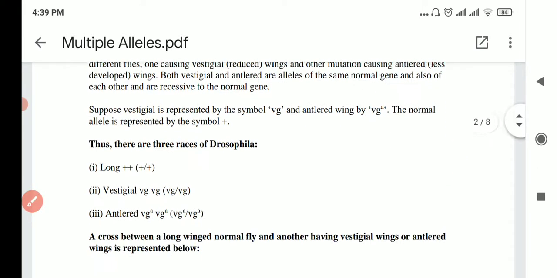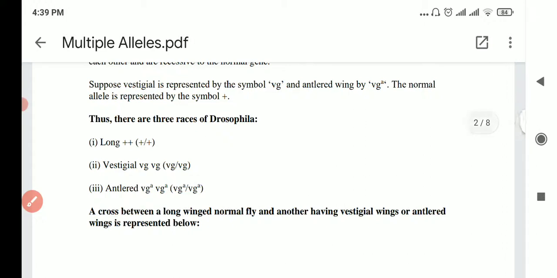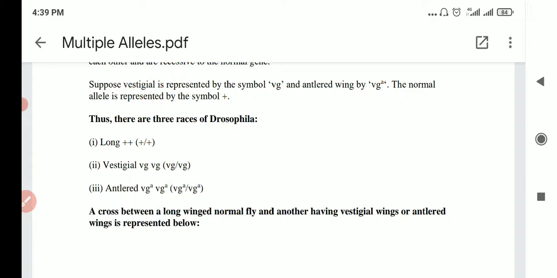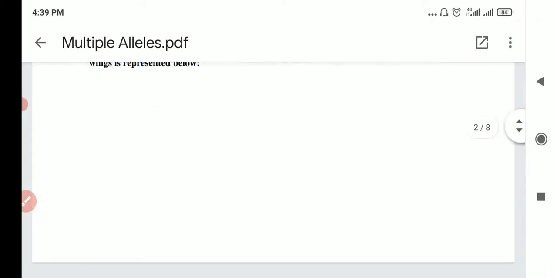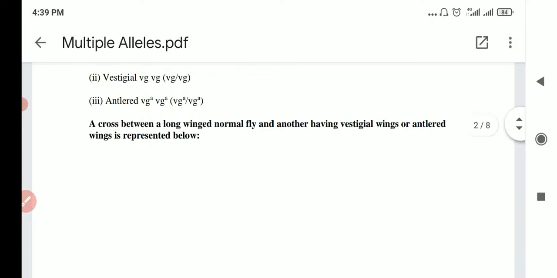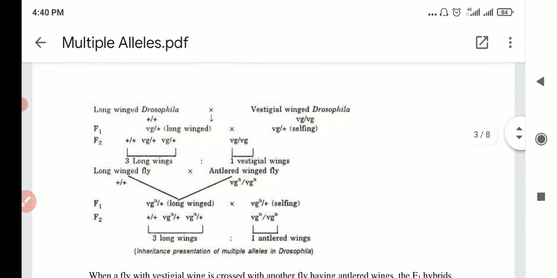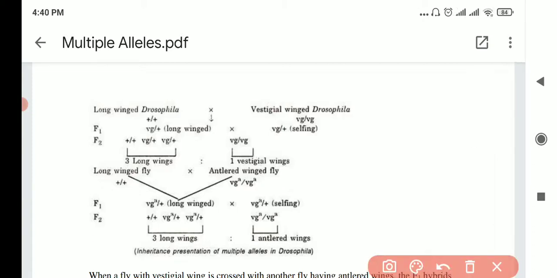Okay, so here they are showing you the three races of Drosophila. The long wings have plus homozygous alleles. The vestigial have VG. The antlered have VG antlered, okay? So a cross between a normal and a vestigial or antlered is shown below. One parent has a normal and one parent has a vestigial wing.